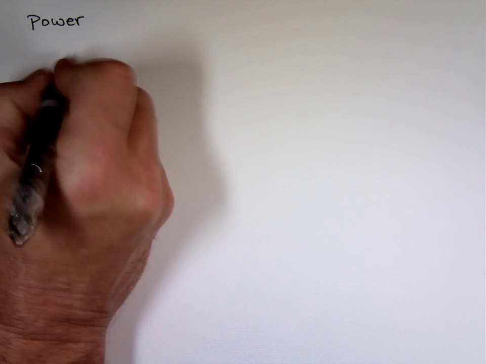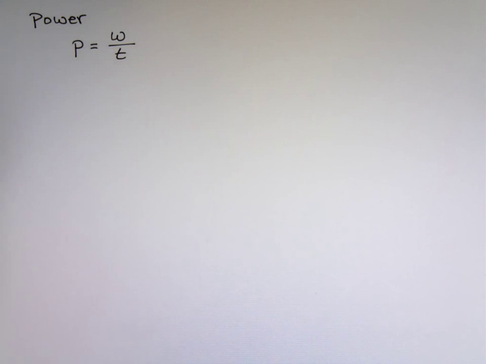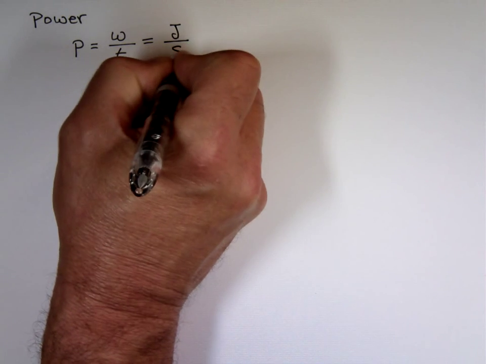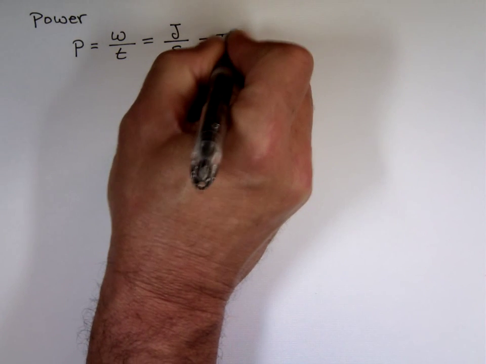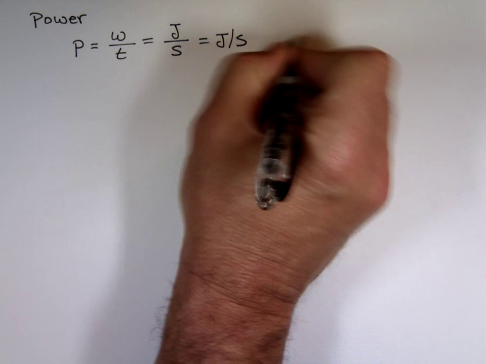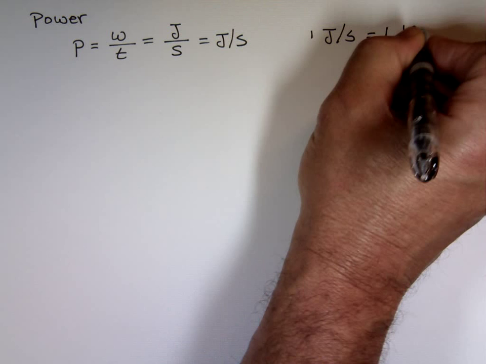In physics, power is defined as the work done divided by the time. How much work done in what amount of time? The work is in joules, time in seconds, so the unit is really joules per second. James Watt did a lot of work on power, and we give it the unit W for watt. So 1 joule per second is equal to 1 watt.